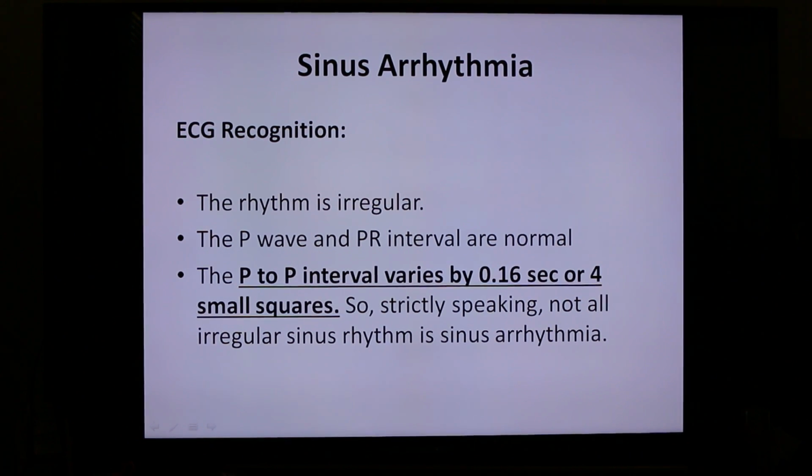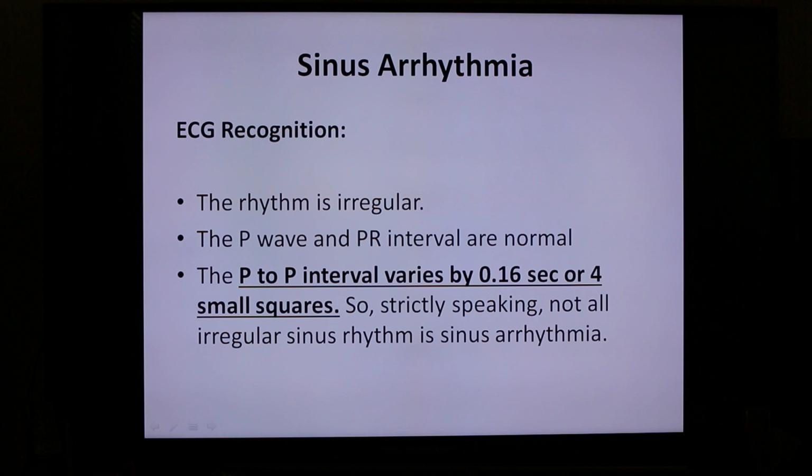Sinus arrhythmia. It is recognized on the surface EKG as a rhythm that is irregular. The P wave and the PR interval are normal. The P to P interval varies by 0.16 seconds, or 4 small squares. So, strictly speaking, not all irregular sinus rhythm is sinus arrhythmia.